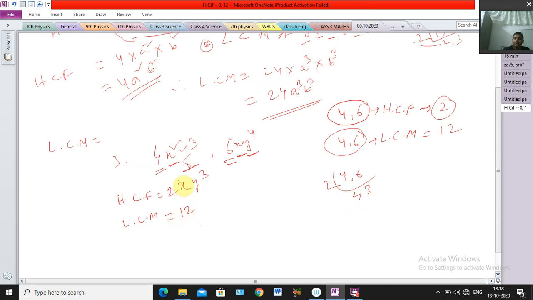Next, x square and x, which one will we take for LCM? X square will be taken. And y cube and y to the power 4, y to the power 4 will be taken. So that is the LCM. Easy or hard? Very easy. You can do it if you try. Same concept, only practice is needed. So you have to try it at first, and if you practice, you can do it. Clear? Okay. Next.